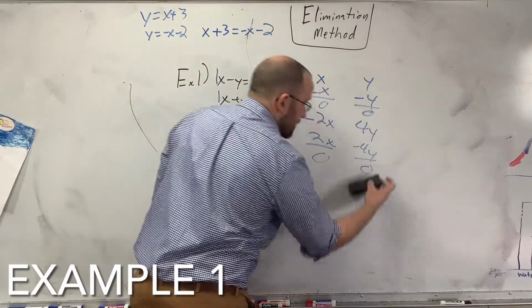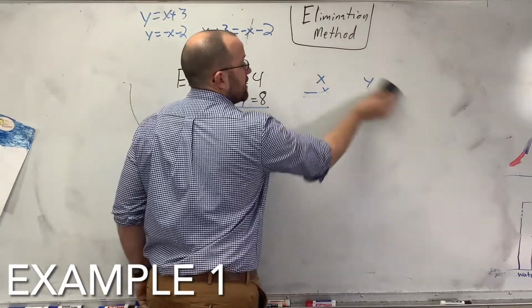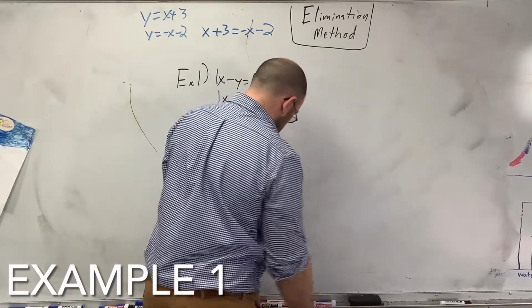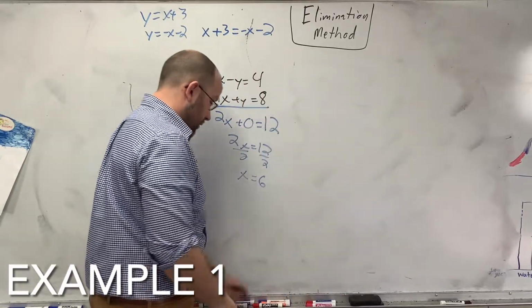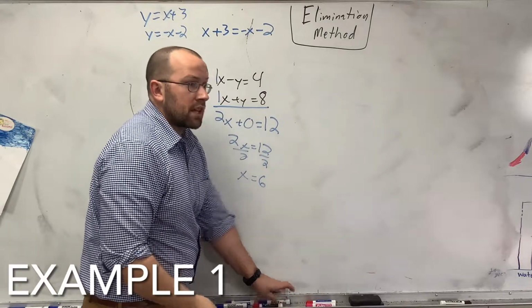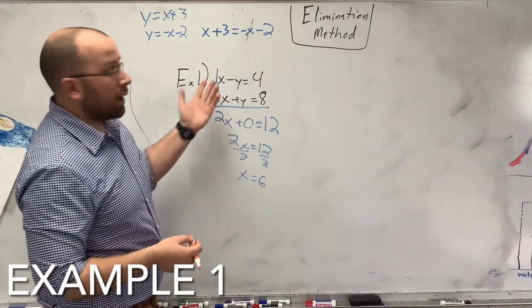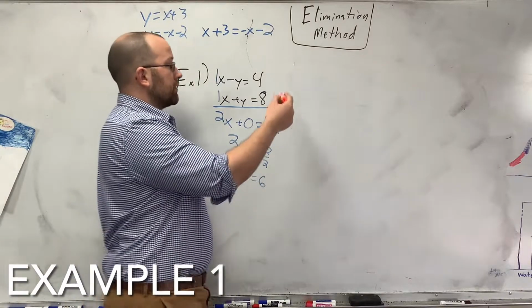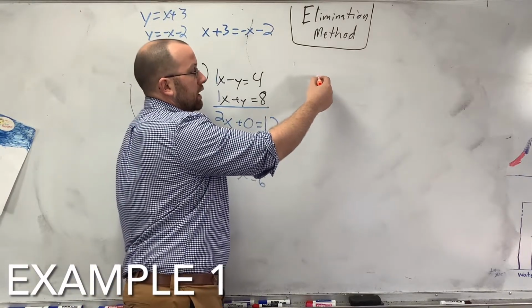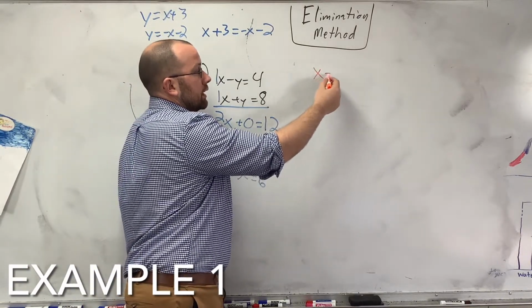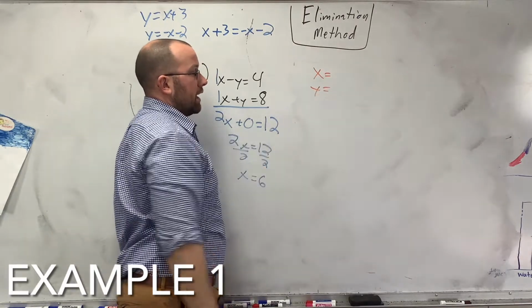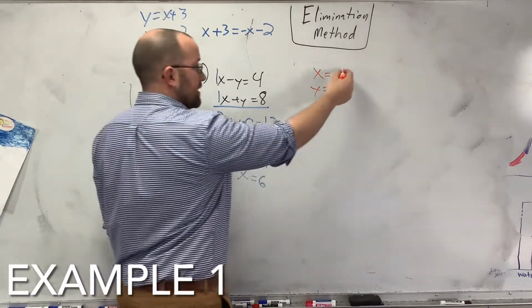Alright, now the rest of it is exactly the same as what you did in substitution and addition. Now we just have to find the other variable. We found the x here. We could have found the y if we really wanted to. It would have been a little bit more difficult, but I'll show you how to do that in a little bit. So x and y, we know our x is 6.